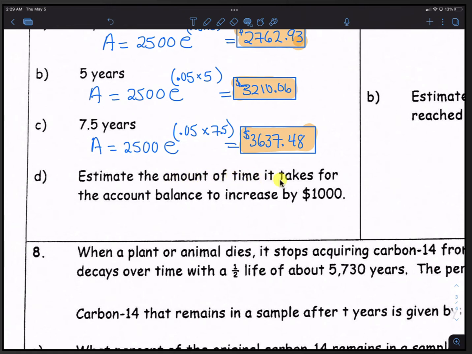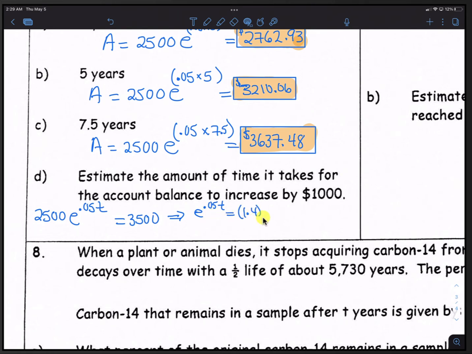And now we come down to question D. Estimate the amount of time that it takes for the account balance to increase by $1,000. Now, if it increases by 1,000, that means it goes from the initial 2,500 to 3,500. So we set up the equation that 2,500e raised to the 0.05t is equal to 3,500. Now we'll divide by 2,500 on both sides, and that's going to give us 1.4.